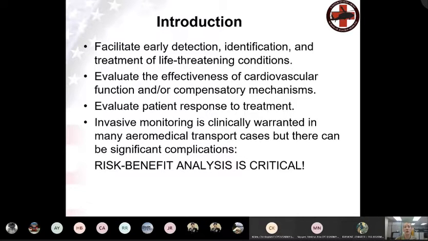And likely, our patients can't talk to us. It's really hard to communicate in a helicopter as it is. And then, oh, by the way, we took their airway. So really looking for some additional information about the effectiveness of those interventions that we're actually conducting. So when we talk about these devices, it definitely facilitates early detection and identification of conditions, evaluates the effectiveness of what we're doing, evaluates the patient's response, and it gives us additional data points to add to our overall assessment.